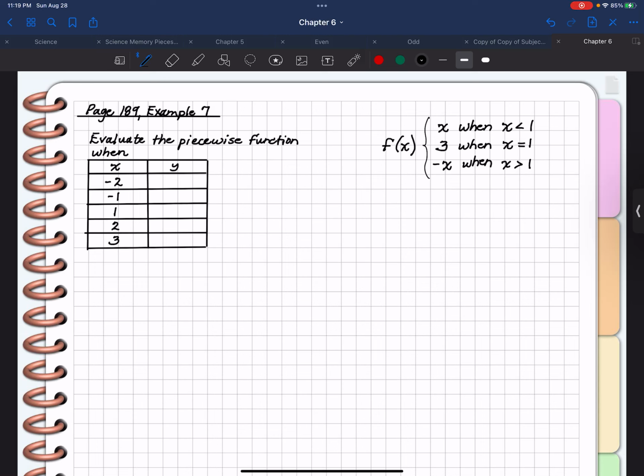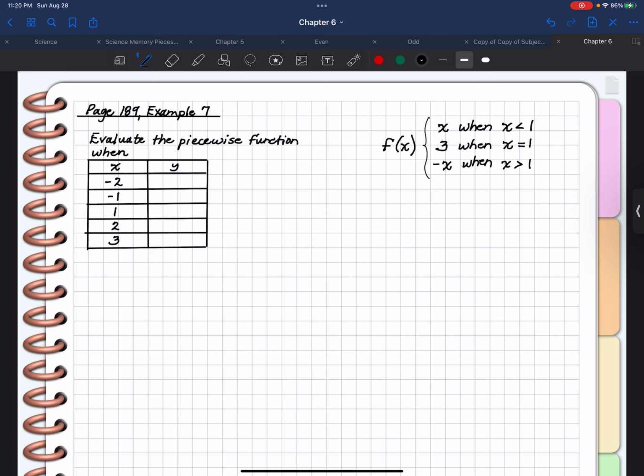Okay, we are on page 189, and this is example 7. This is called a piecewise function, and it's kind of like a patchwork quilt where you've got pieces of one thing sewn to pieces of another thing, and you put all the pieces together and it makes a really nice quilt. Well, this will make a really nice graph when we put all these pieces together, but we have to figure out what the pieces are first. So stop the video and copy what I have here, and then when you're ready, start the video again.